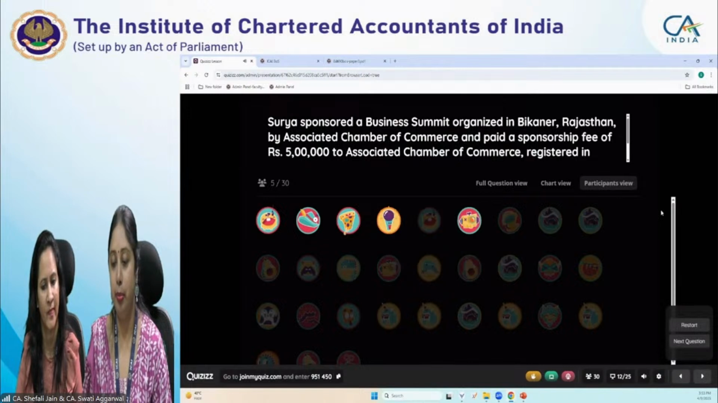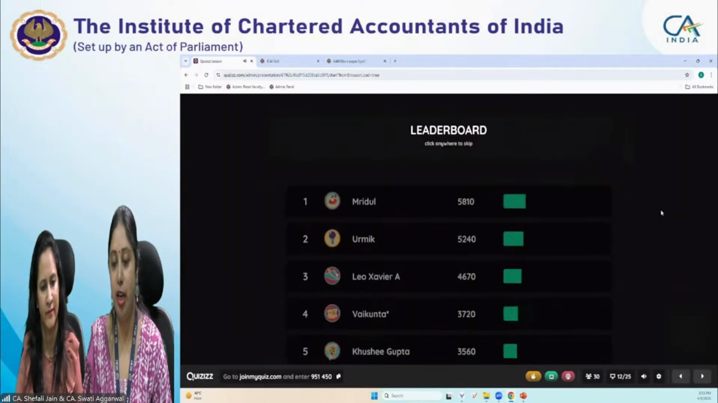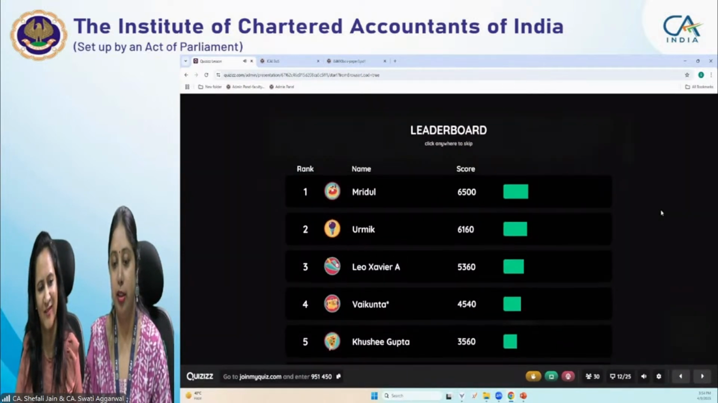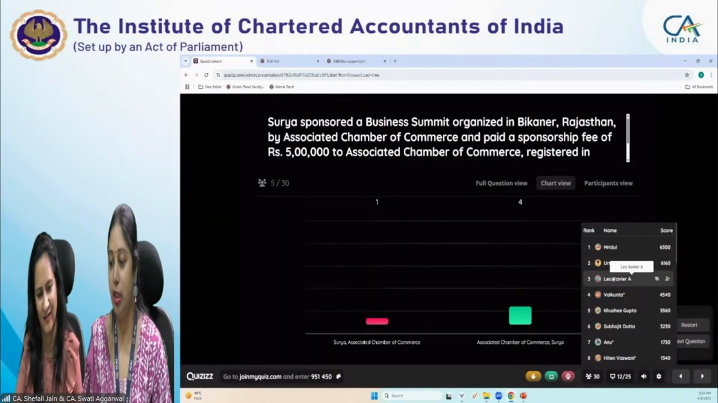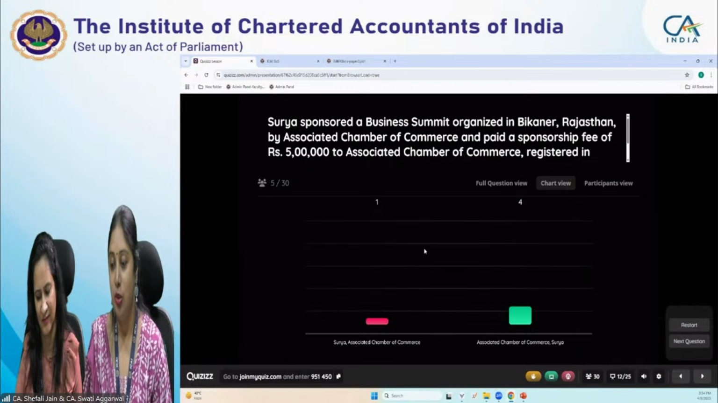Time is up. And on the leaderboard, we have Mridul again on the top. Is it going to change or is it same? Yes, Mridul, Urmik, Leo, Vaikunt, then Khushi and Shubhajit. And we have one more entry, Anu. After that, we have Hitain. Some of these students, I think those who have not answered earlier, are now answering it correctly, that the Associated Chamber of Commerce is the supplier and Surya is the recipient.